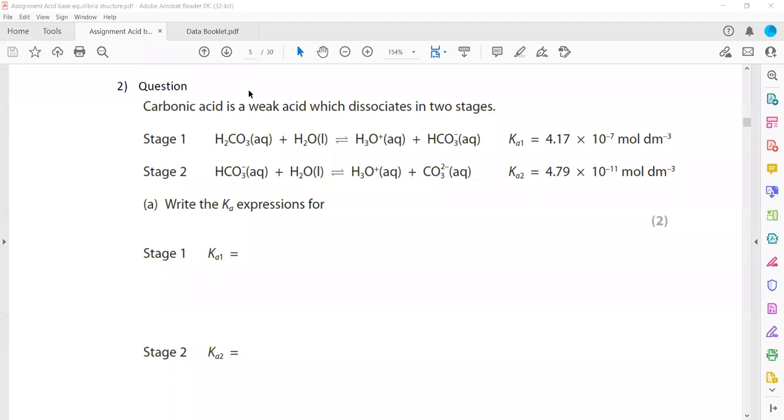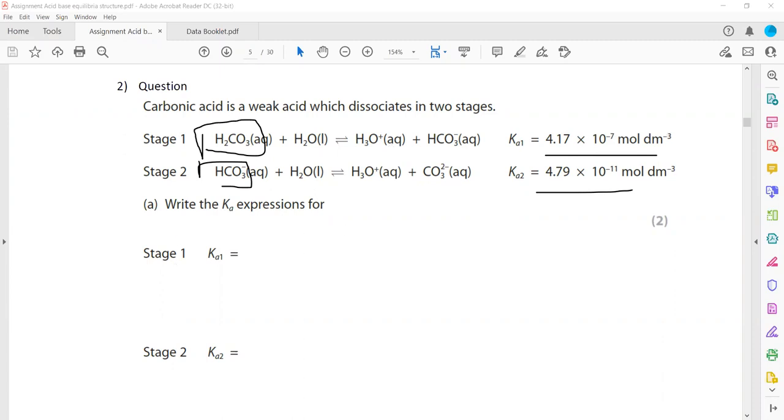Now this question is about carbonic acid, a weak acid which dissociates in two stages. In the first stage, H2CO3 in water forms HCO3 minus, and then HCO3 minus in water forms CO3 2 minus. The dissociation constant for the second stage is smaller and the first one is higher. So H2CO3 is a stronger acid compared to HCO3 minus, because the Ka value is 10 to the power minus 7 for one and minus 11 for the other, so the first has the higher K.